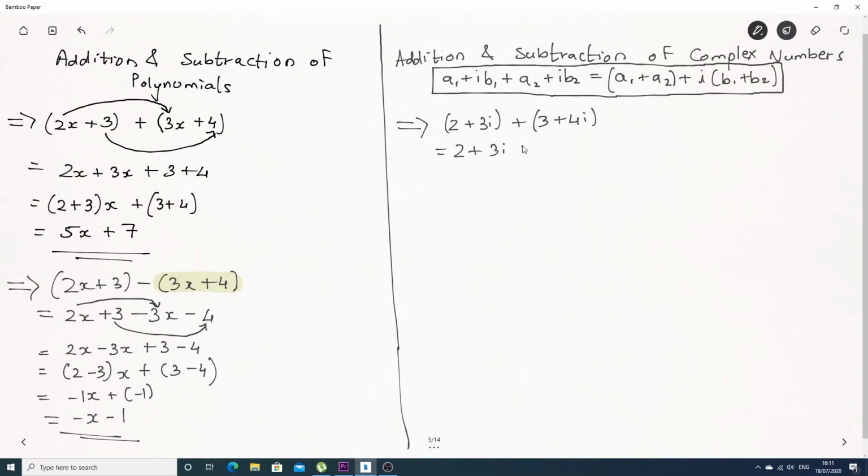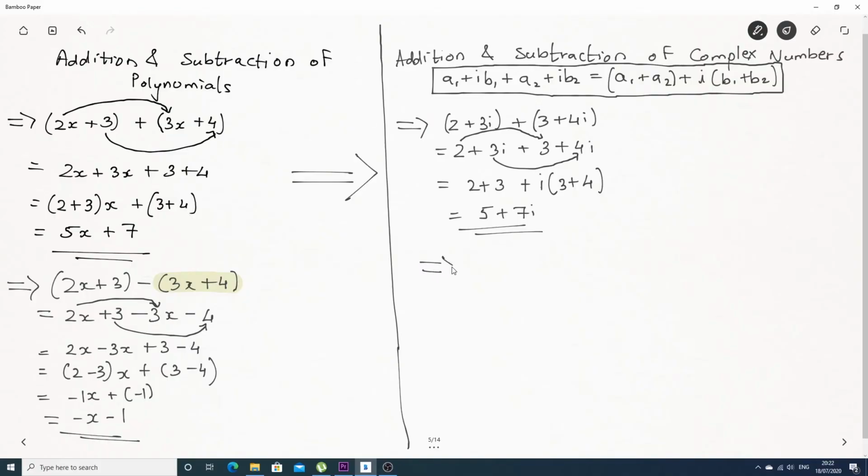In this case, I'll add the real parts together. So 2 plus 3 gives me 5. Now I'll add the imaginary parts, 3i plus 4i, which together give me 7i. So just like polynomials, we do not add i's here. The sum of these two complex numbers is 5 plus 7i. Isn't the answer very similar to what we got in the case of polynomials?